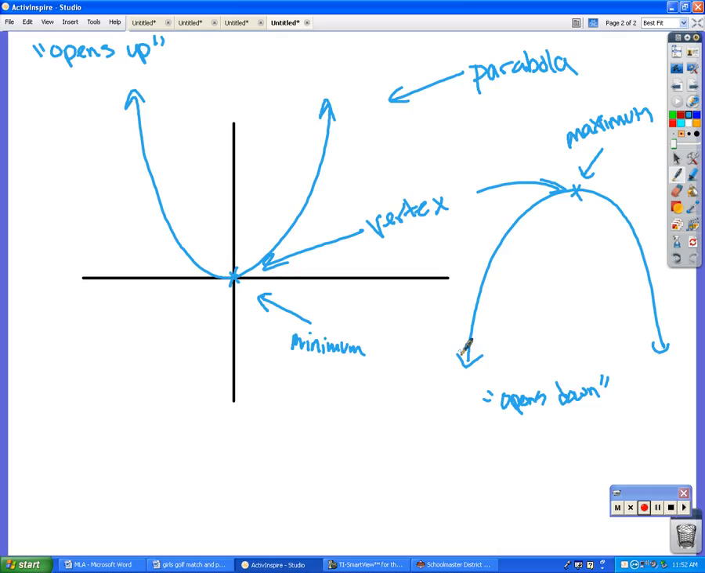Okay? So the vertex is that point right there that's either the high point or the low point of the graph. It's right in the middle of the graph. And then depending on whether the graph opens up or opens down, that's either going to be the maximum point of the graph or the minimum.